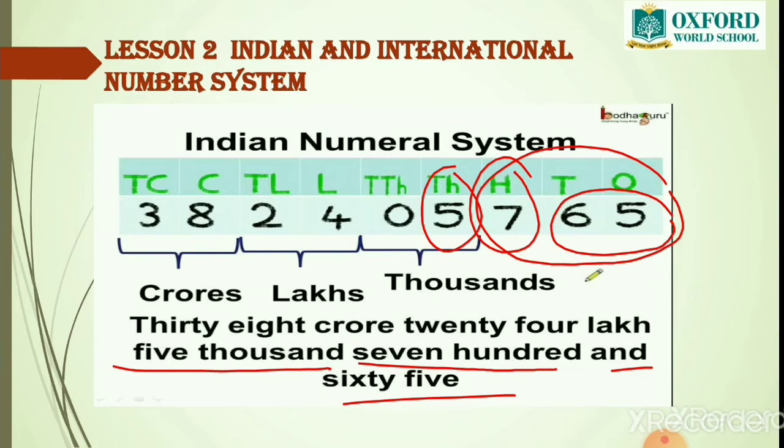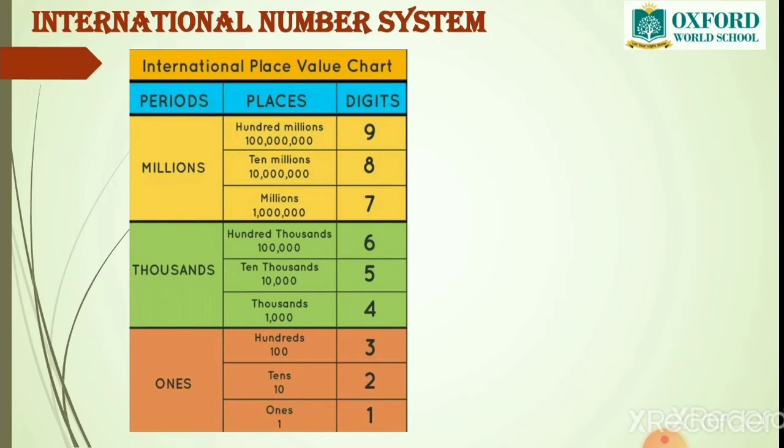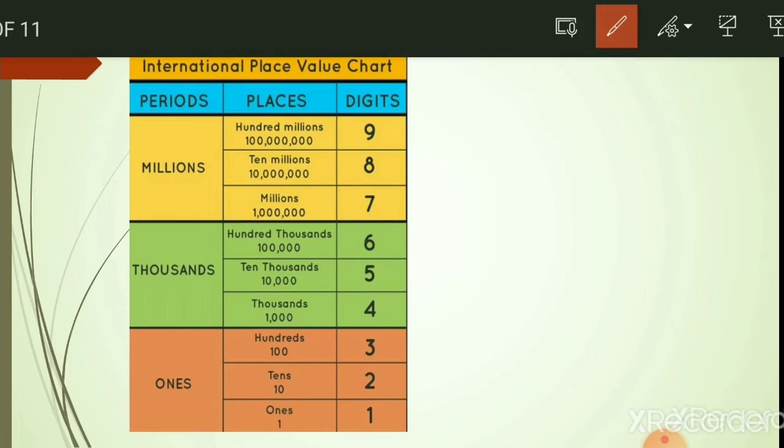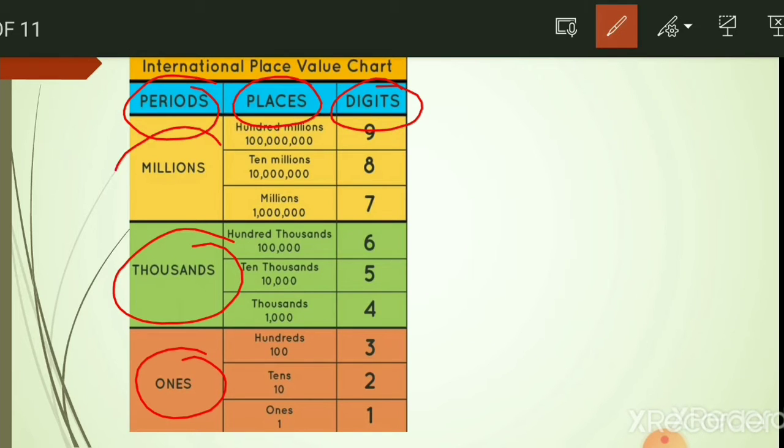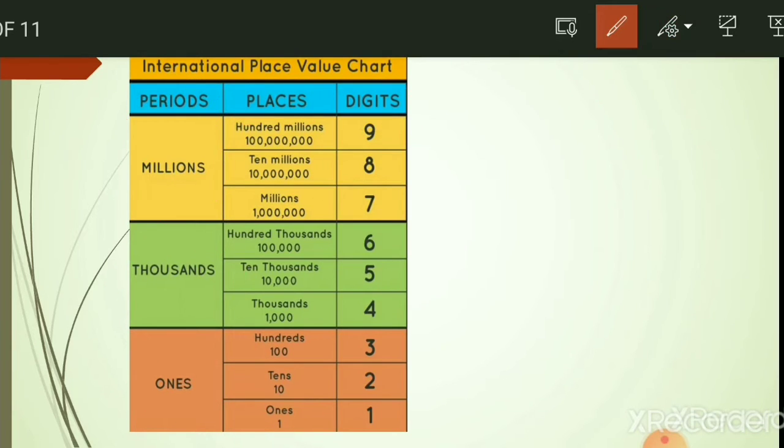Let's come to the next numeration system, that is your international numeration system. On your screen you can see the international place value chart, where you can see the periods, places and the digits which are given as an example. In this we have the ones period, then the thousands period, millions period and then billions also. Again, naming any number in this using the international place value chart is very easy.